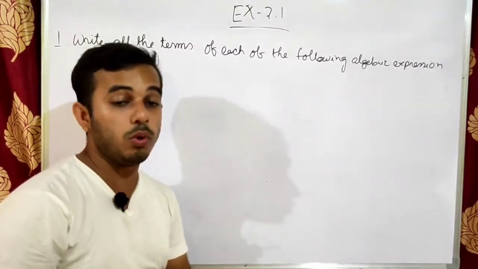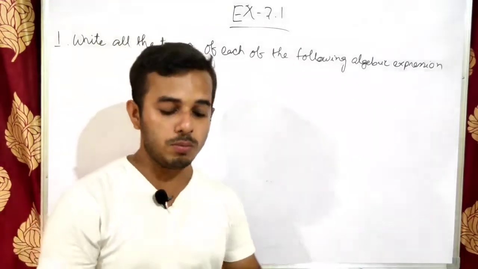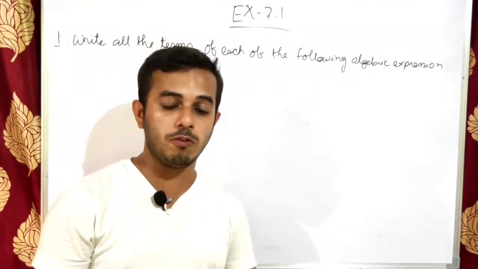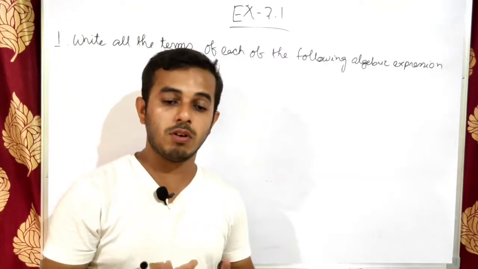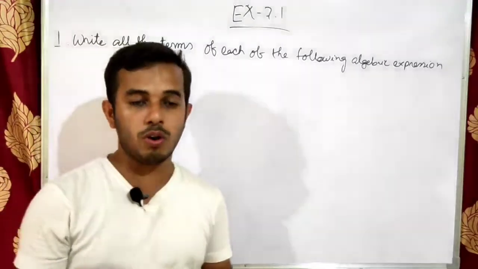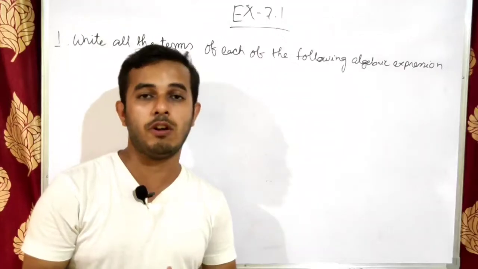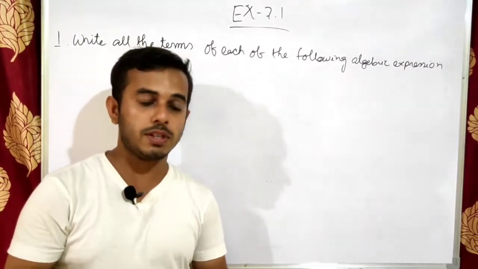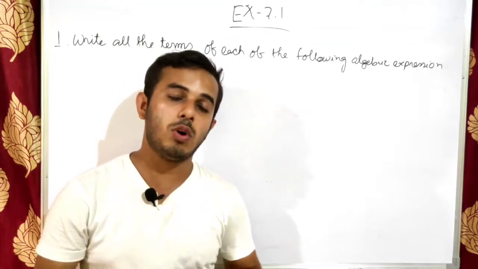In this question we have to write the terms. So what was a term? A term is a combination of variable and constant. And one term is connected to another term with a plus sign or minus sign.